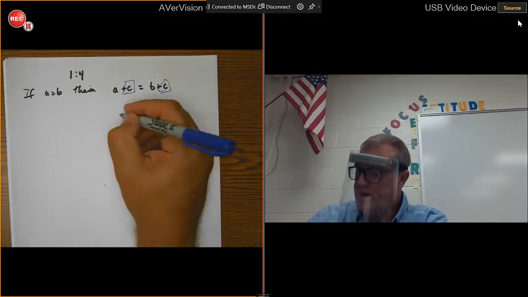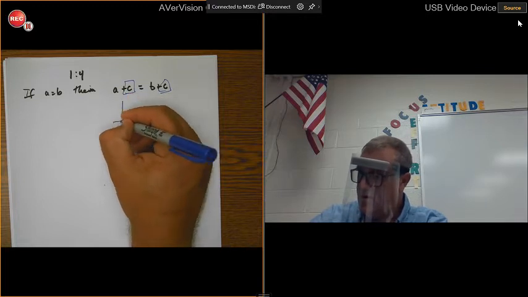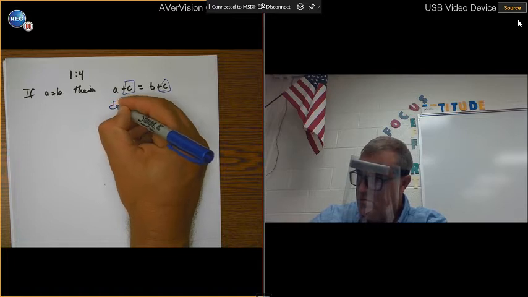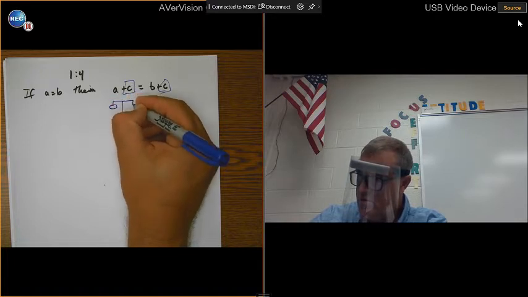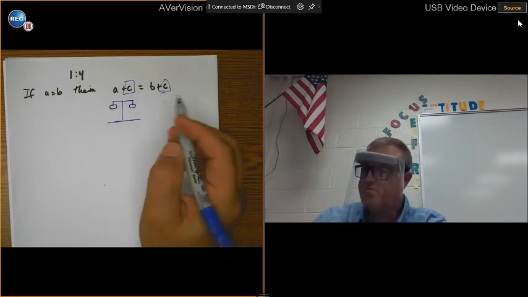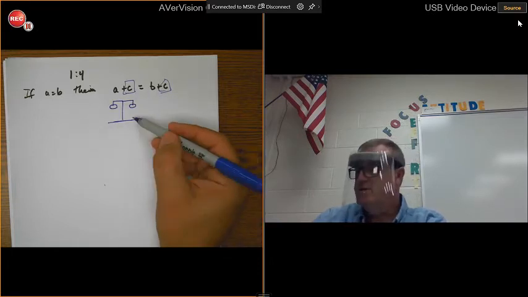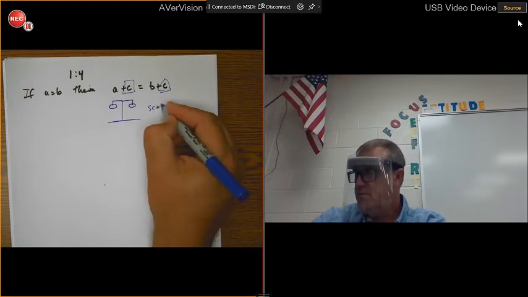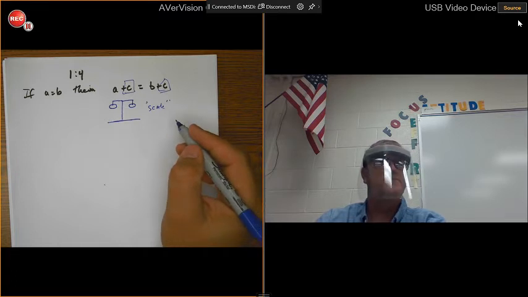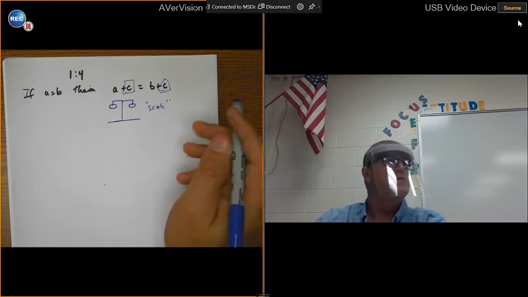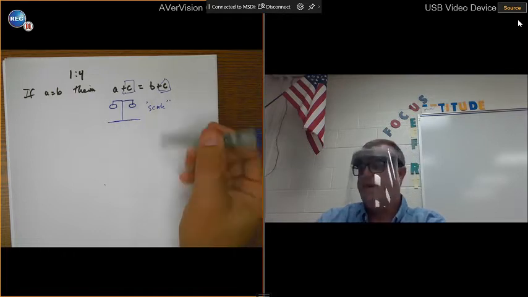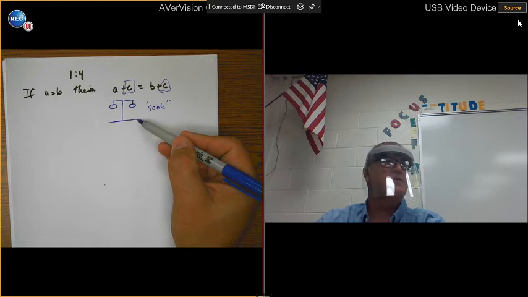Have you guys ever seen the old style balance or scale? Is it always lowercase letters? For the most part, yeah. You ever seen the old style balance or scale, where they used to weigh things? You ever seen that? The picture's not on there, but have you guys ever seen a scale like this?